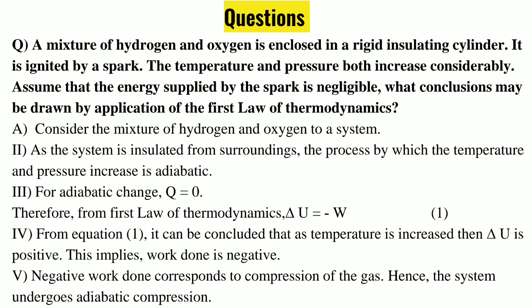Next one. A mixture of hydrogen and oxygen is enclosed in a rigid insulating cylinder. It is ignited by a spark. Try to understand. An insulating cylinder is there, which consists of oxygen and hydrogen gas, and they are ignited with the help of a spark. The temperature and pressure both increase considerably. Whenever a spark is given, what is happening? Temperature is increasing as well as pressure.